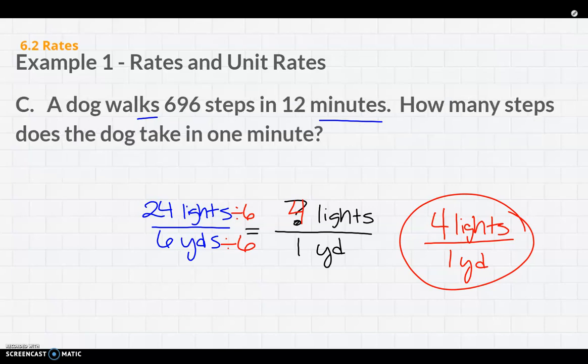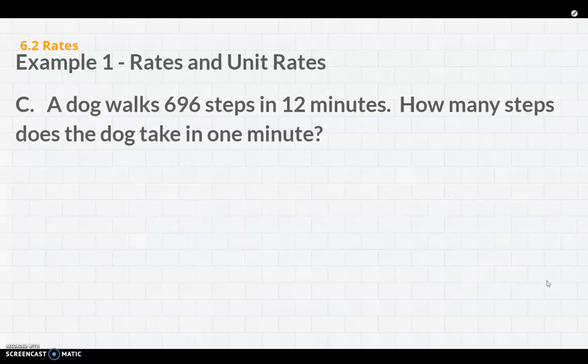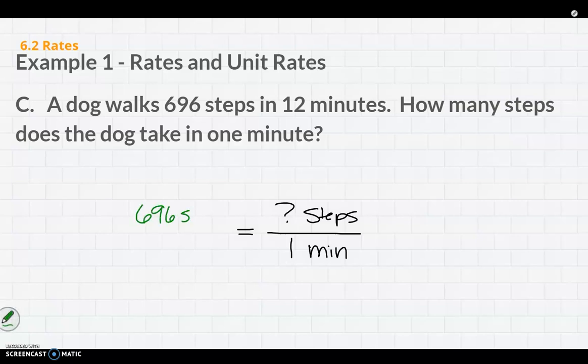A dog walks 696 steps in 12 minutes. How many steps does the dog take in 1 minute? Okay, again, my denominator should be 1, and here the question asks us per 1 minute. Then we want to know how many steps per 1 minute. The original rate they gave us was 696 steps in 12 minutes. Again, making sure your units stay consistent. Steps on top, minutes on bottom.